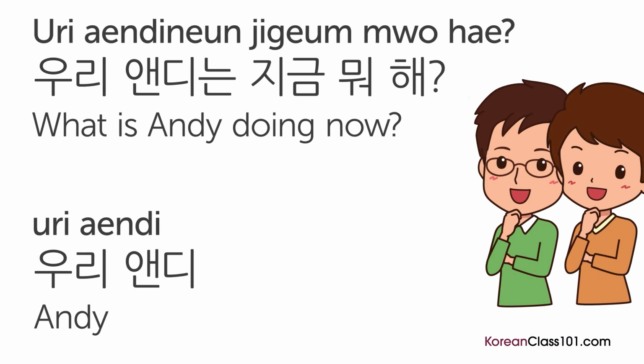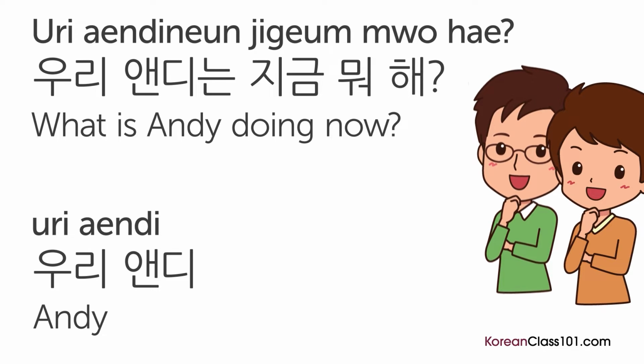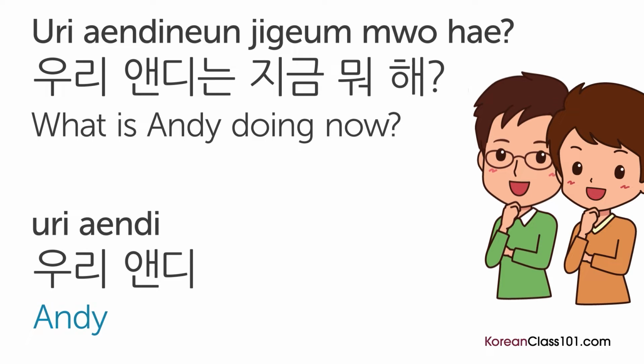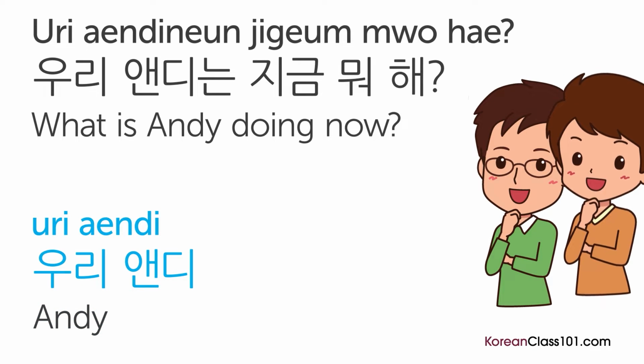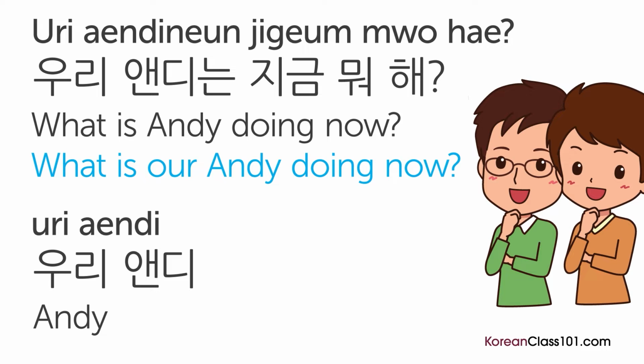Let's do one more example. Say you have a best friend named Mark, and Mark has a brother named Andy, whom you're also close with. In this case, you can refer to Andy as 우리 Andy and ask Mark, 우리 Andy는 지금 뭐해? Meaning, what is Andy doing now? Or literally, what is our Andy doing now? This is to show your close friendship with Andy.